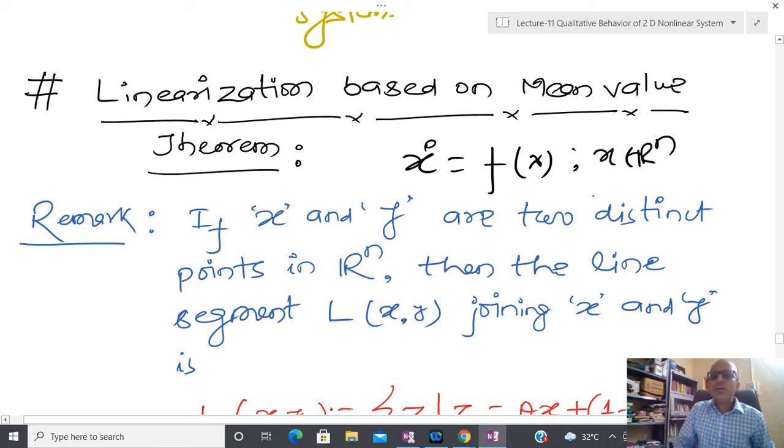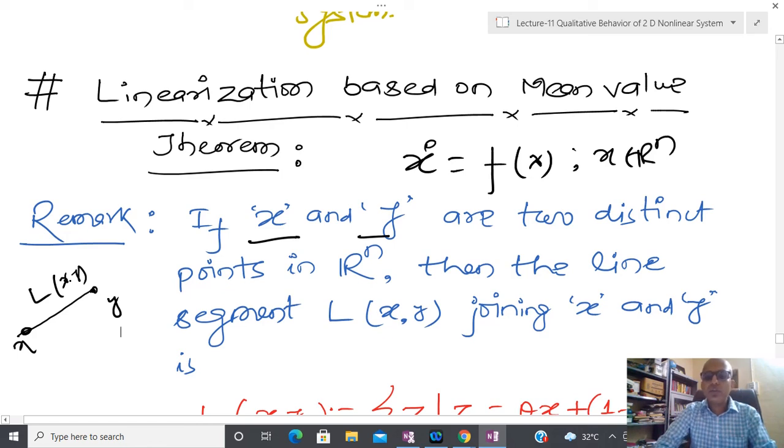So first I have to define something, and after that I can apply the classical mean value theorem. Suppose I have an n-dimensional space, because this system is defined in n-dimensional space. I am going to select two distinct points, x and y, in R^n, and I want to draw a line in this space. I define that line as L_xy, with this point x and this point y. So one can define a line like this.